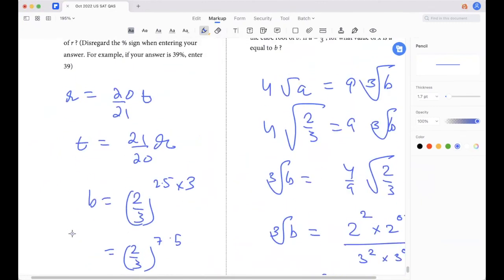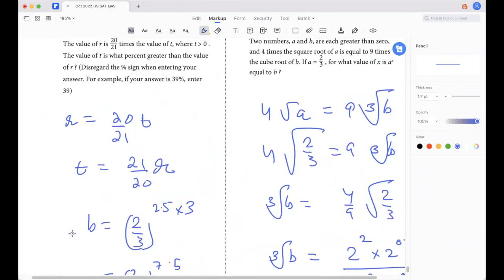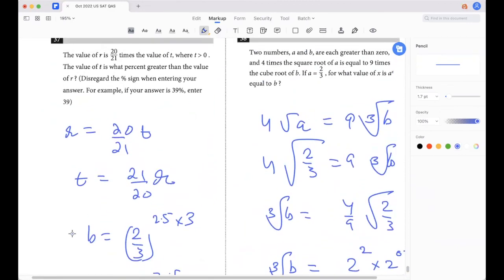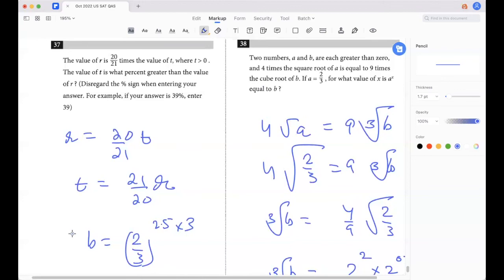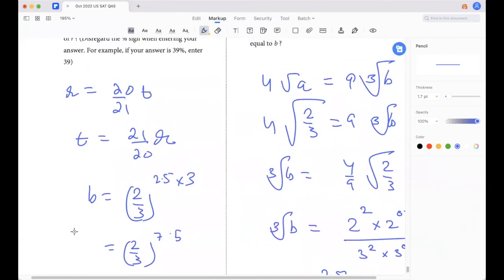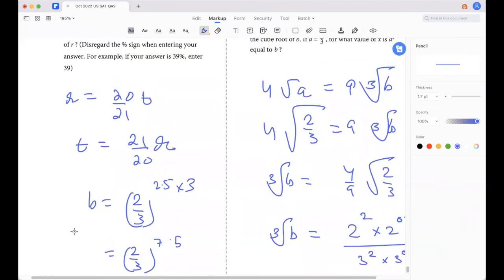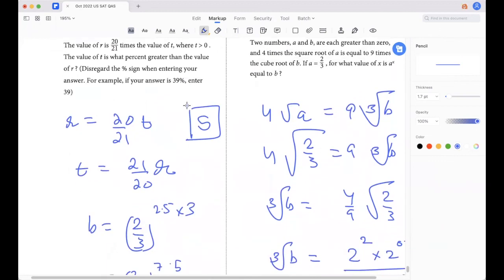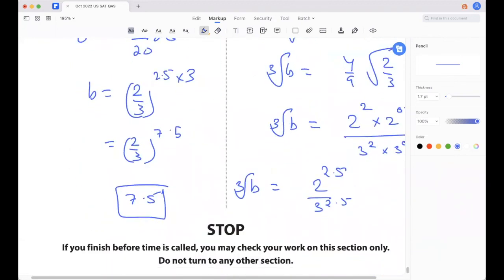Oh, I got the answer wrong for this. I think this was 5%, right? Should be 5%. Yeah, so it should not be 6. For some reason, it says 6 in the answer key that I have, but it should be 5.